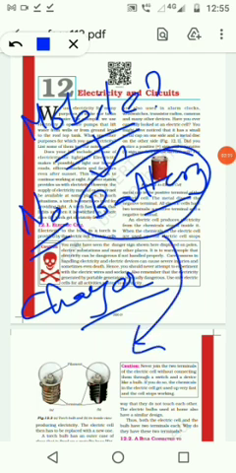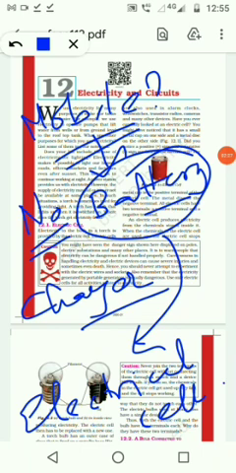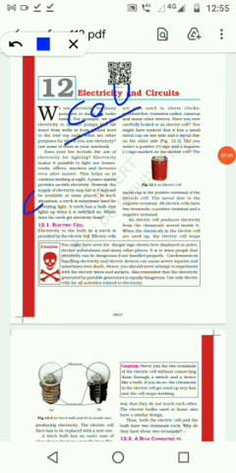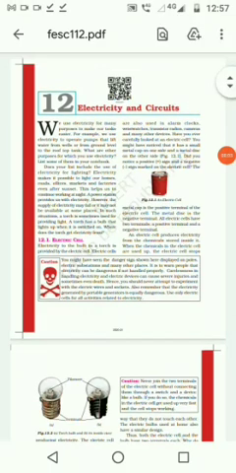Battery is nothing but an electrical cell. So what does battery do? Whenever I talk about an electrical cell, it will convert the chemical energy present in the battery to electrical energy. So I'm drawing an electric cell.